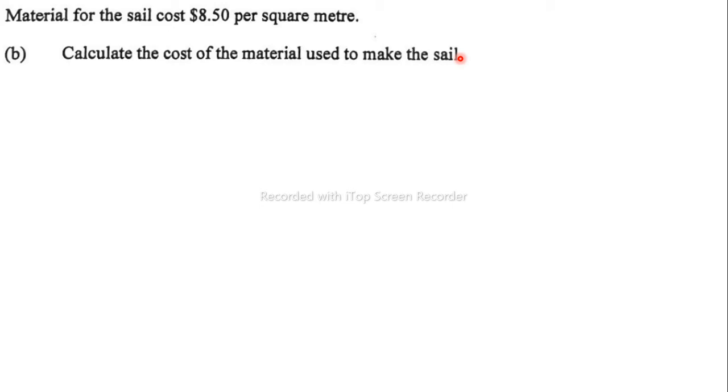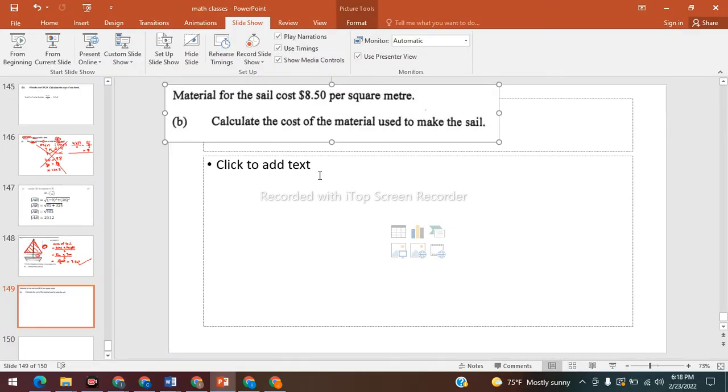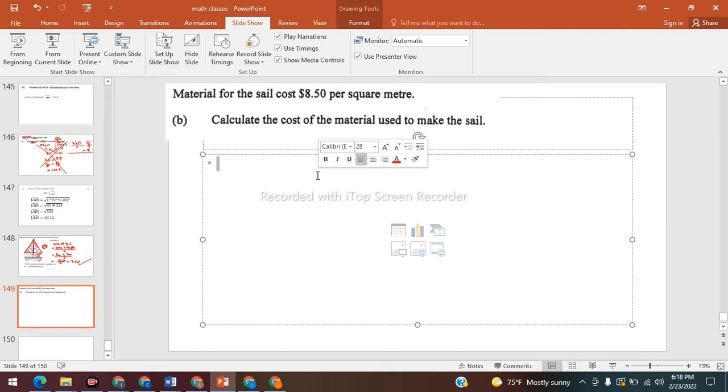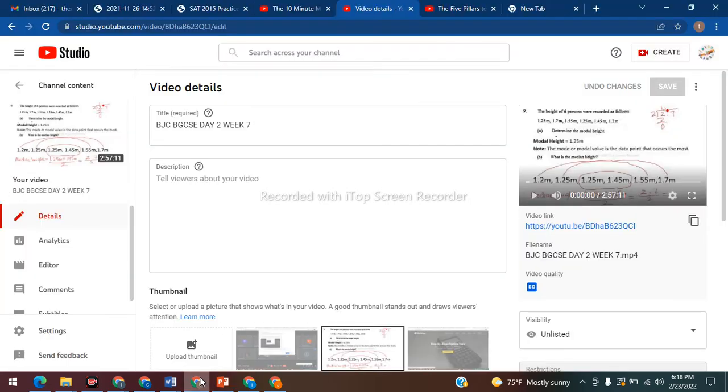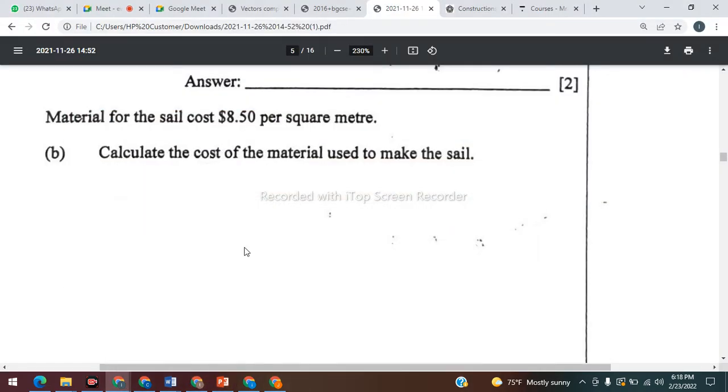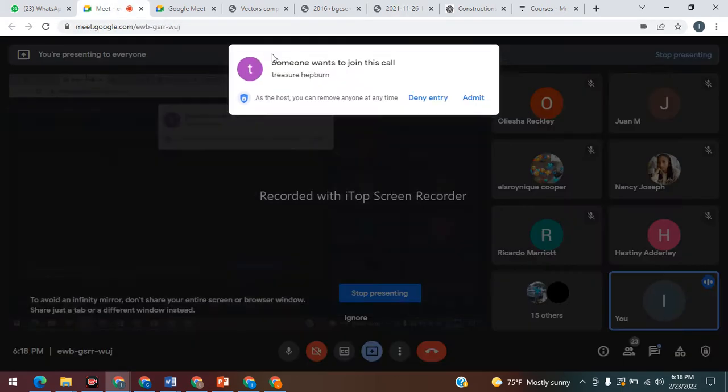Multiply that by 7.5. Say it again. Yes, very good. So area. So the cost of the material to make the sail is definitely going to be $8.50 times 7.5.